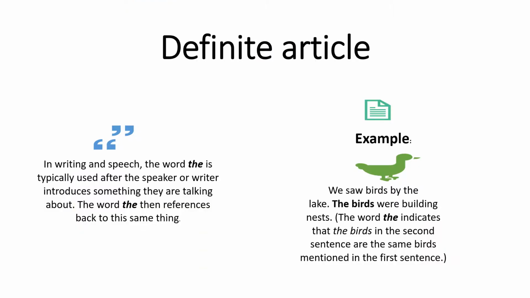In writing and speech, the word the is typically used after the speaker or writer introduces something they are talking about. The word the then references back to this same thing. For example, we saw birds by the lake. The birds were building nests. In this sentence, the word the indicates that the birds in the second sentence are the same birds mentioned in the first sentence.